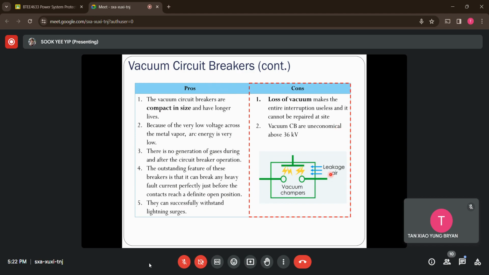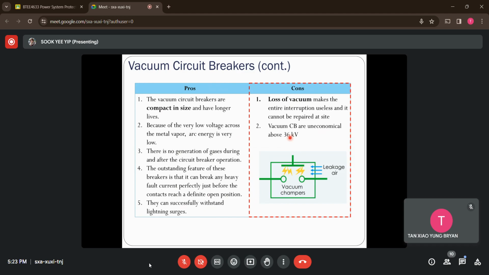For the vacuum breaker itself, it's also not economical to use if, let's say, the system voltage is more than 36 kV. Why? Because it's very costly to generate the vacuum conditions for the circuit breaker operations. So this is basically the problem we have with vacuum breakers. Usually we only apply them up to medium voltage applications, only up to 36 kV, not higher than this.